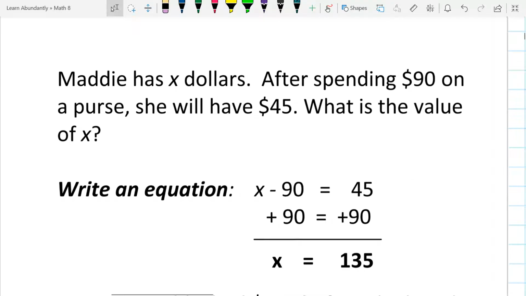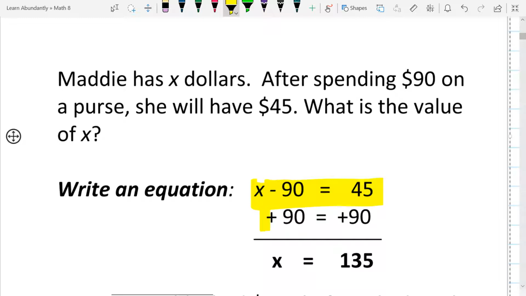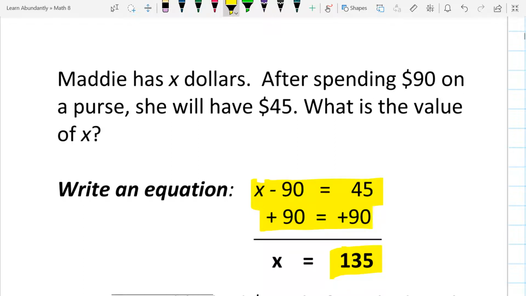Next example, it says Maddie has X dollars after spending 90. So she took 90 and she spent it. She only has 45 left. So what did she have before she spent 90? Well, if we think about spending 90 as taking 90 away from how much she had, then if we want to go backwards, we have to do the inverse. We have to add 90 to 45. And if you do 45 plus 90, you get 135. So if we want to go backwards, we can just think about doing the inverse operation.